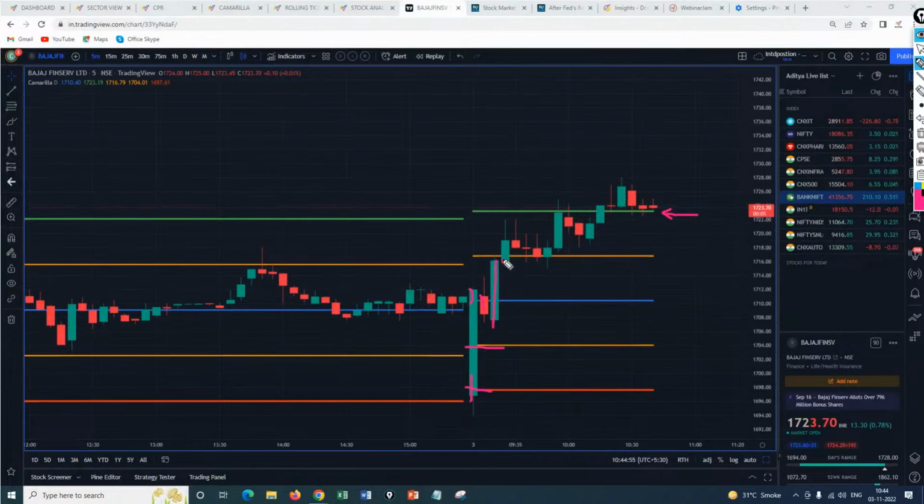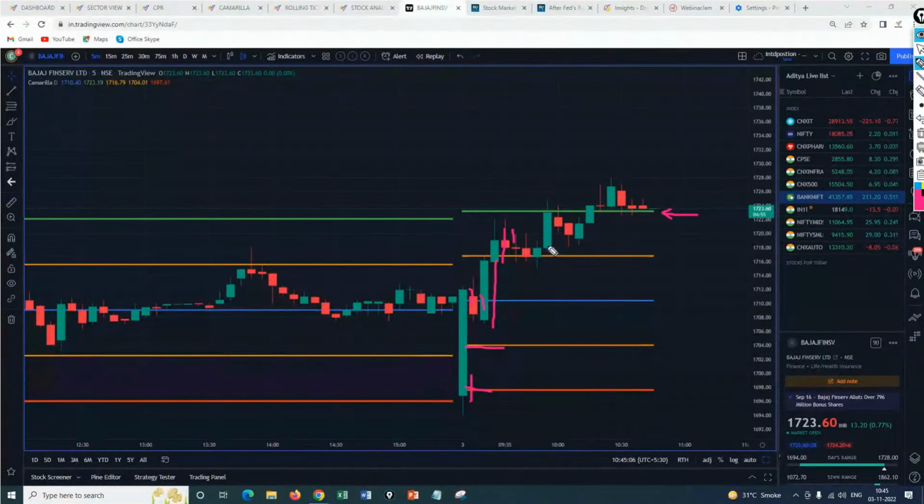It broke out above this H3 level also. Then after breaking out above H3, it needed some time to start moving again, so it moved a little bit sideways, but it did not break H3. It took support at this and moved up again. It took resistance at the H4 level once, and twice, and came down again, but it did not break H3. It moved up and has given a breakout above H4 also.